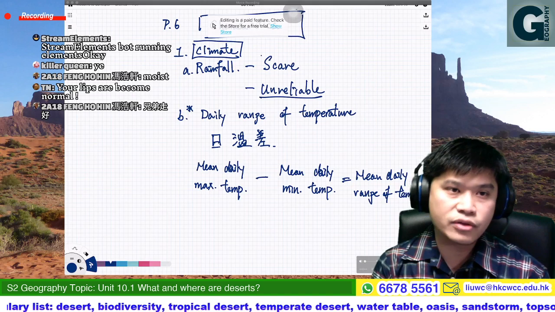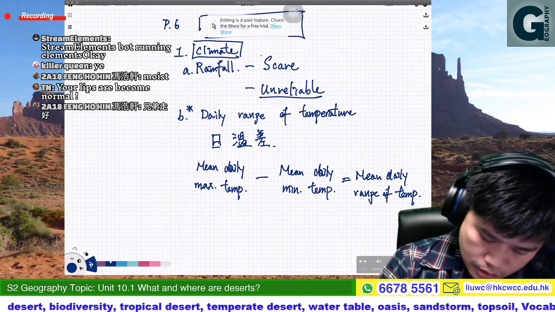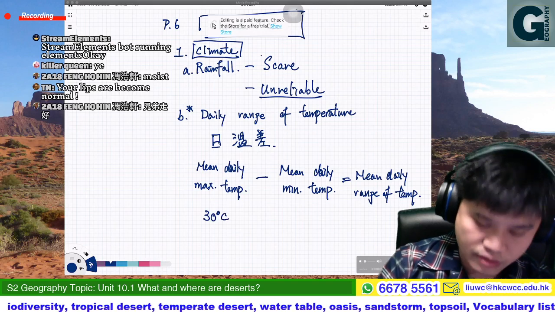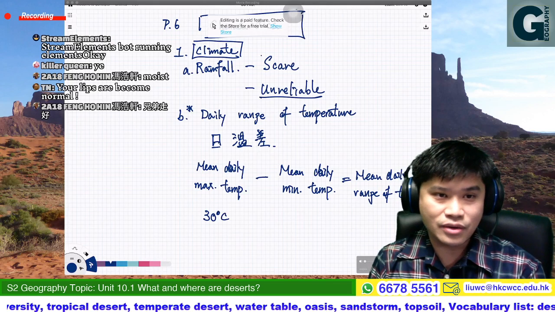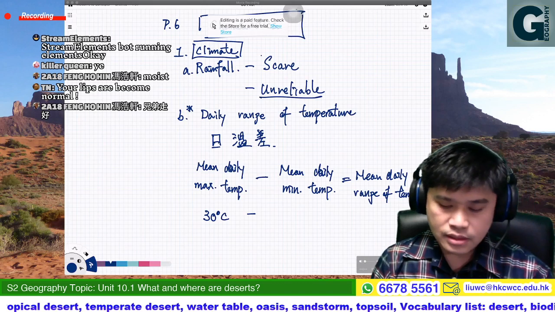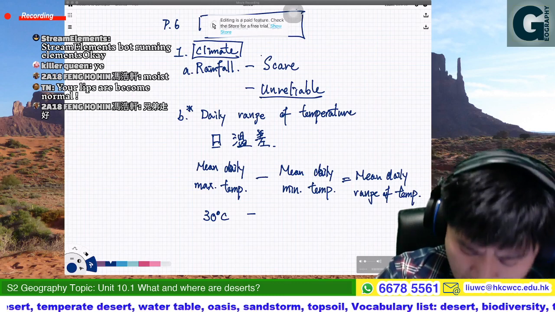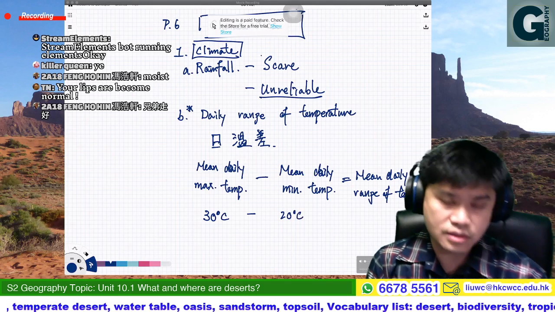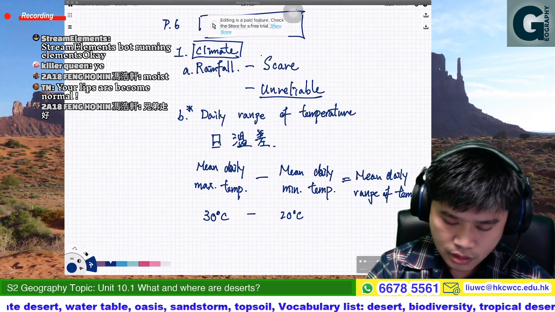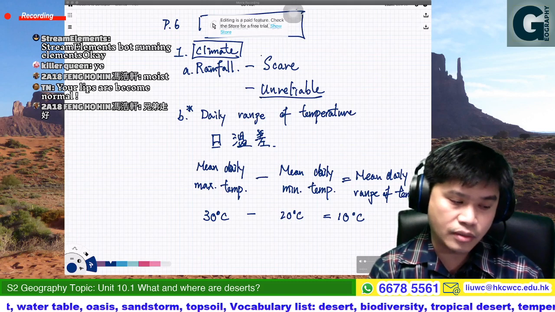That is very easy to calculate. For example, the mean daily maximum temperature in Hong Kong, like today, is around 30 degrees Celsius during the daytime and afternoon. And the mean daily minimum temperature in Hong Kong recently could be around 20 degrees Celsius. So the mean daily range of temperature would be 10 degrees Celsius. That simple for the calculation.